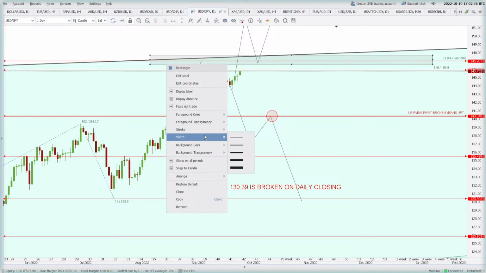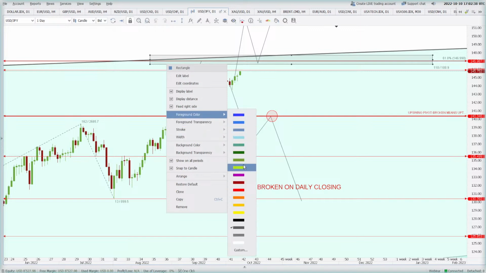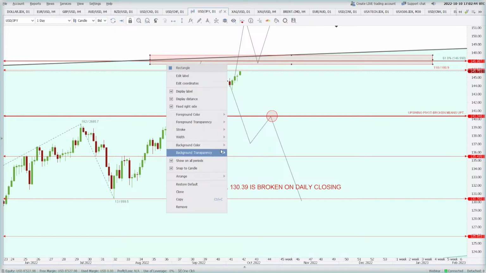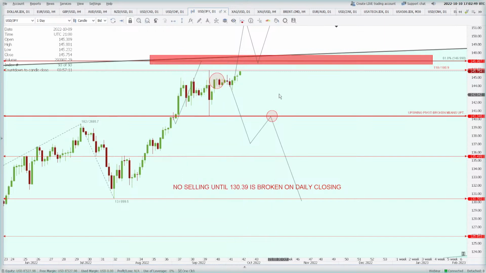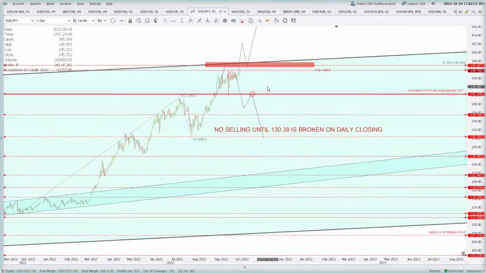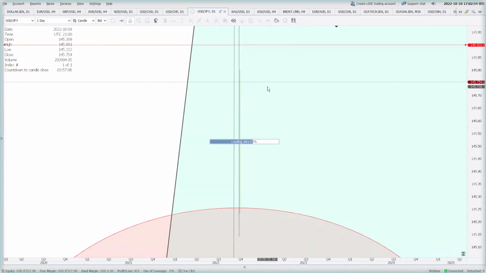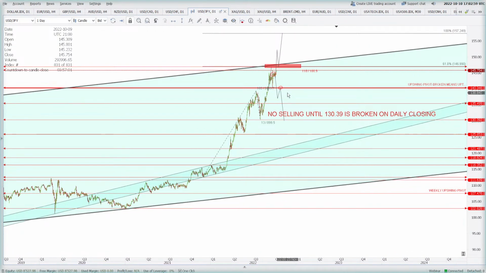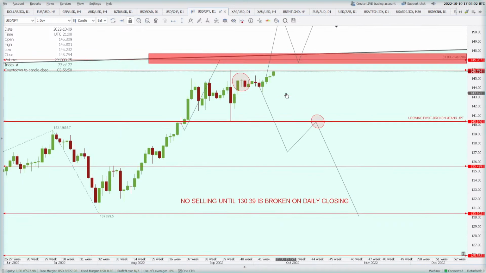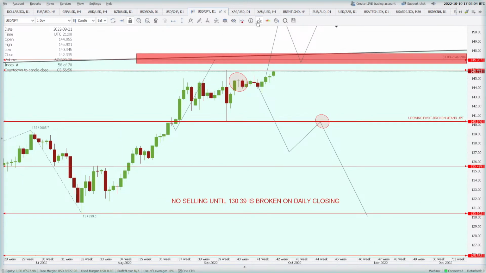Let me just take a breath here, because this is a very interesting area. Why? Because this is a weekly channel's resistance line. Now friends, if a 15 minutes or 1 hourly channel's resistance is so important, then why not a weekly channel's resistance? So that's why I'm saying that this area from around 146.64 to around 147.64 is an area of interest for the sellers.